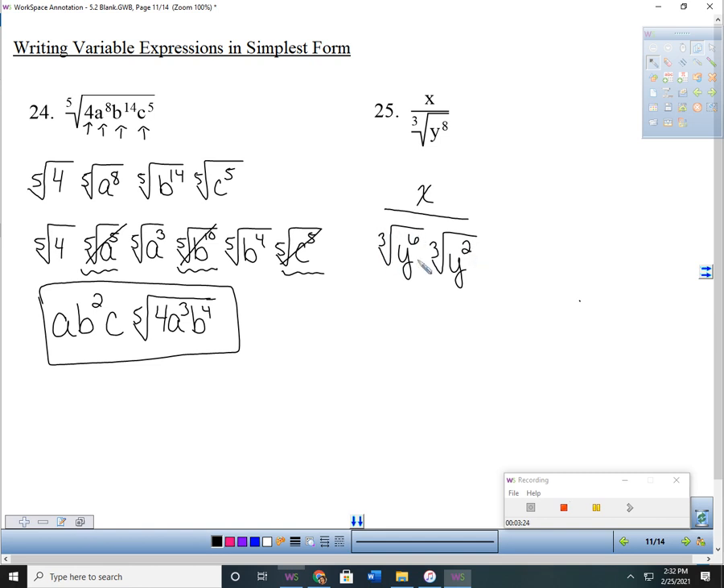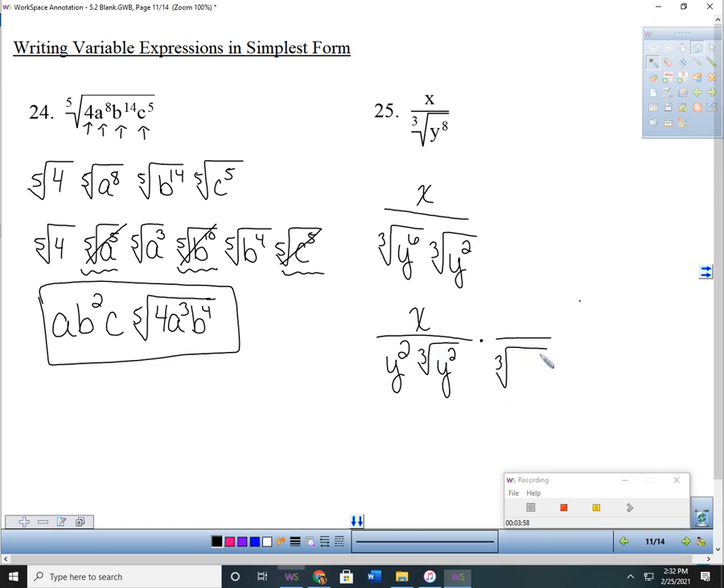So I'm going to go ahead and take the cubed root of this first one. So the cubed root of y to the 6th would be y to the 2nd. And then I'm left with the cubed root of y to the 2nd. So I don't care that the y squared is in the bottom, but I care that the cubed root of y squared is in the bottom. So I'm going to have to multiply by some cube root so that I get a perfect cube.